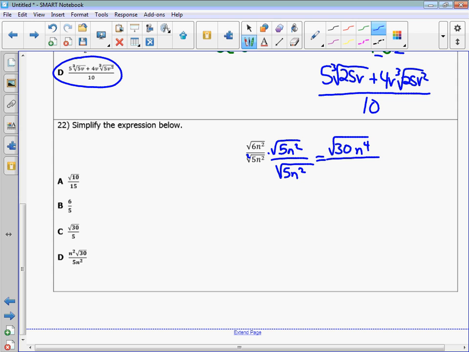Simplifying the numerator, 30 is broken down into 6 and 5, which is 2 times 3 times 5. No pairs. n to the 4th, square root of n to the 4th is n squared. So you have n squared, square root of 30, over 5n squared. So we can simplify n squared divided by n squared, leaving us with the square root of 30 over 5. Square root of 30 is a number, it is not 30, so you cannot simplify the 30 with 5.